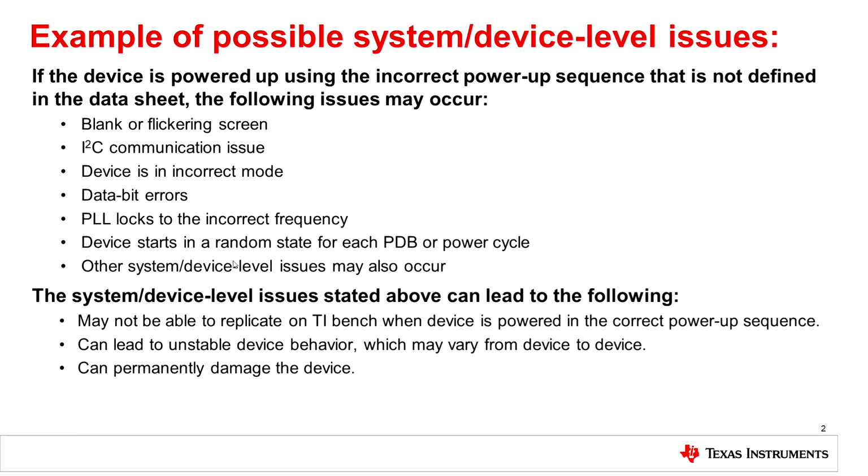In this slide, I will go over some of the issues that you might encounter if you use an incorrect power-up sequence that's not defined in the datasheet. Some of these issues may be a blanking or flickering screen. Also, you might encounter I2C communication issues, which could be remote or local to the device. Make sure to follow the power-up sequence that's defined in the datasheet to ensure proper operation for the device.